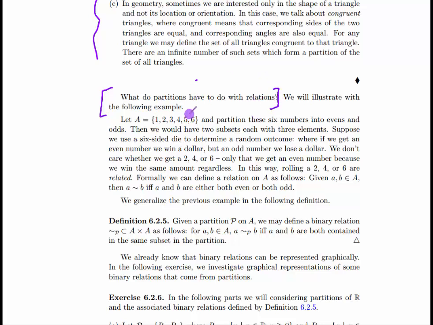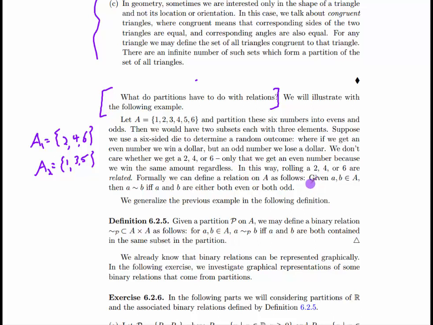So let's consider a particular example. Here we have A equals {1, 2, 3, 4, 5, 6}, and we partition these six numbers into evens and odds. So I can say A1 is the evens, so it's 2, 4, 6. And A2 is the odds, that's 1, 3, 5. Then, suppose we use a 6-sided die to determine a random outcome where if we get an even number, we win $1, and if we get an odd number, we lose $1. So we don't care whether we get a 2, 4, or 6, as long as we get an even number, we win. So in this way, rolling a 2, 4, or 6 are related because they all have the same outcome. Similarly, if I roll an odd number, I lose. I don't care which odd number it is, so all odd numbers in this example are related.